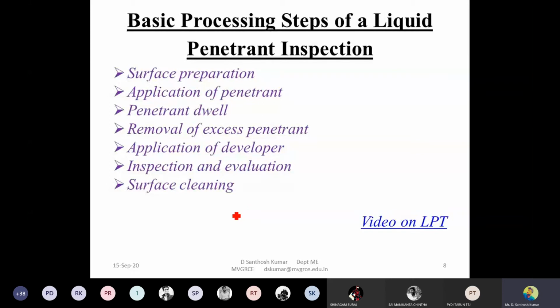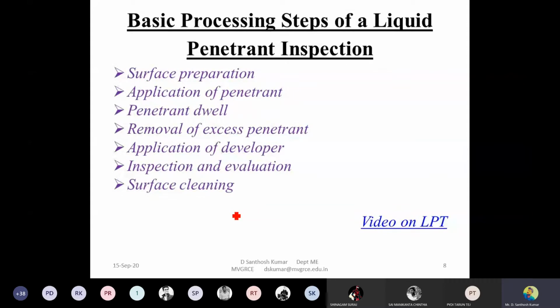So that I will explain, and also then later we have to apply the penetrant. Nothing but it is a dye penetrant, colored penetrant. It is applied with different methods. You can go for the brushing method, or the spraying method, or the immersing method. So like that, any way you can apply your penetrant.